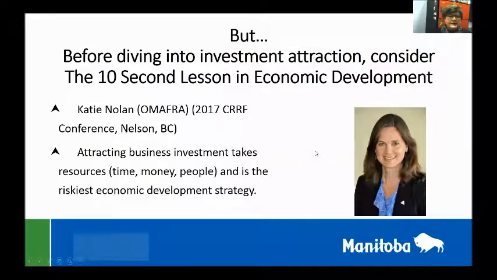Now, I went to the Canadian Rural Revitalization Foundation conference, the annual conference this fall in Nelson, BC, and I listened to a speaker, Katie Nolan from Ontario Ministry of Agriculture, Food and Rural Initiatives, and she had a session for really small communities. It was called Doing Economic Development for Tiny Communities. And her main point was that for small communities, attracting business investment takes resources, takes time, it takes money, it takes people, and it's the riskiest economic development strategy out there.